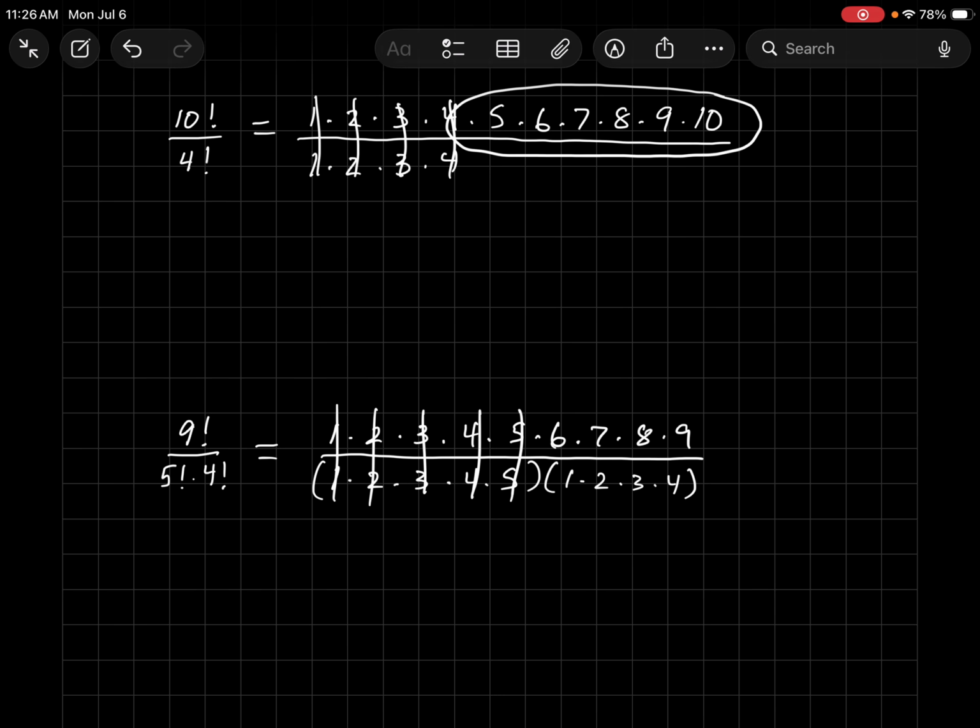I'm going to continue to simplify. I know that the 1 doesn't really matter, so I'll get rid of that. And then 2 times 3 is 6. So I'll get rid of that right there. And then 8 over 4 equals 2. So I can replace the 8 over 4 with times 2. And this gives us that 9 factorial over 5 factorial times 4 factorial equals 7 times 9 times 2, which equals, if we needed to multiply it all out, 126.